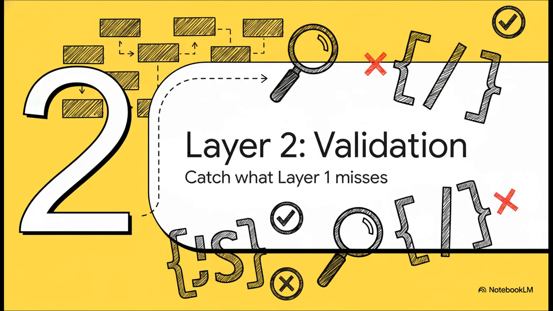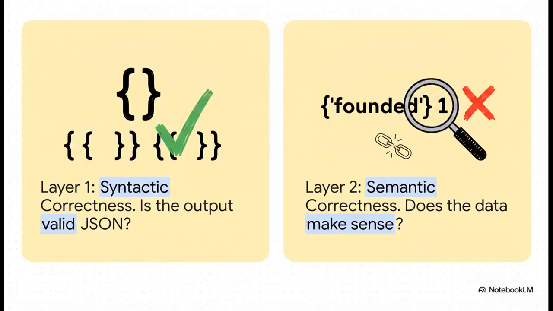So native enforcement gives us syntactically correct JSON. The brackets and commas will be in the right place. But, and this is a big but, it does not guarantee that the data inside that JSON actually makes sense. And that's where validation comes in. This right here perfectly illustrates the difference. Layer 1 asks, is this valid JSON? But layer 2 asks the much more important question: does this data actually make sense? Because the model can still hallucinate a founding date of the year 1, or use a string where it should be an integer, or just return null for a field that you absolutely need.